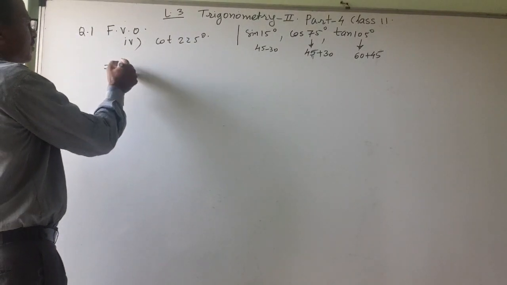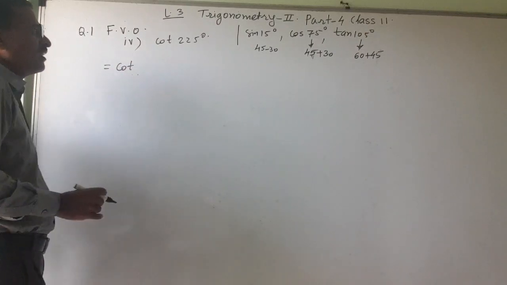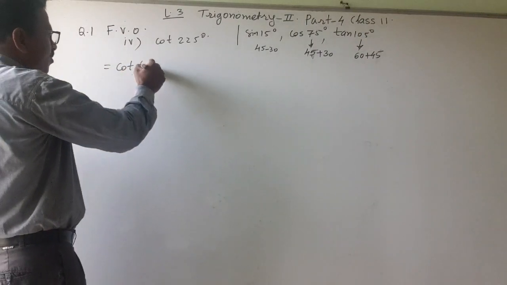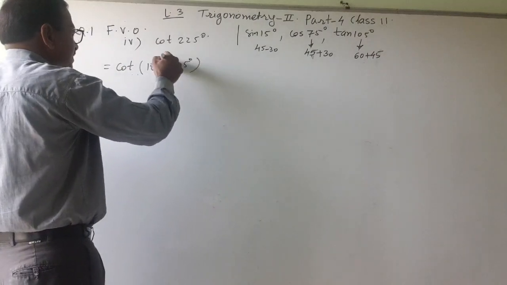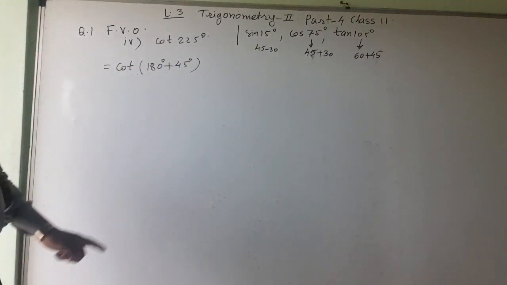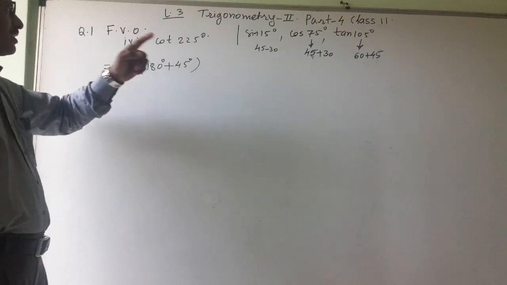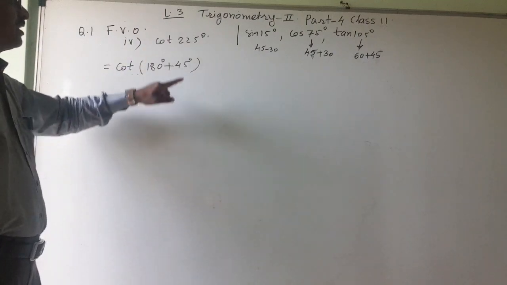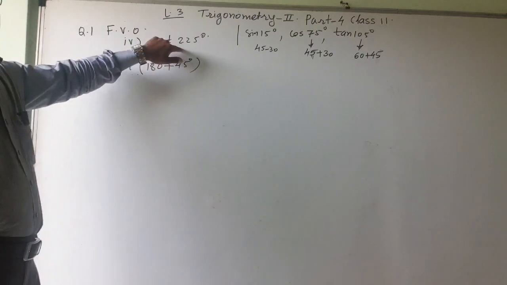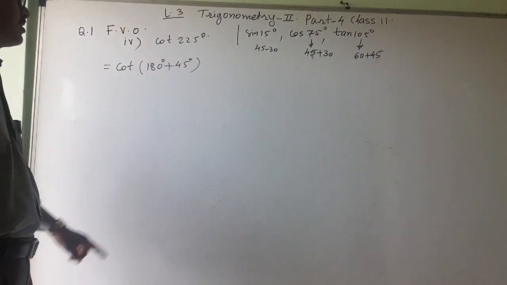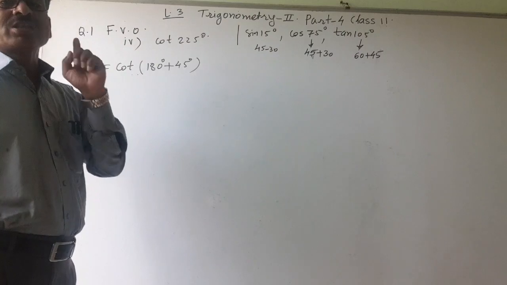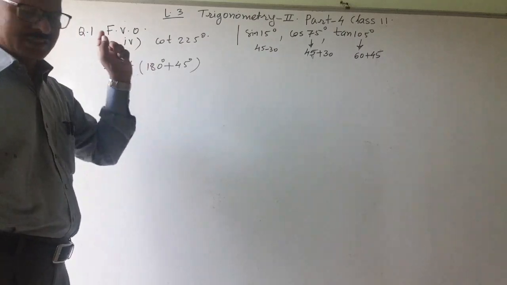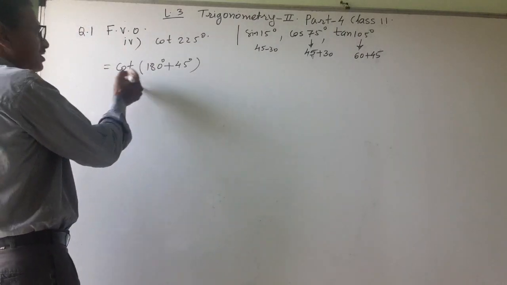That is equal to cot of, if I split up into 180 plus 45, then it's fine, because this is near to 180. It is away from 360. So how to split up these sums? We have to see whether it is near to 180 or 360. Always remember this. Okay.